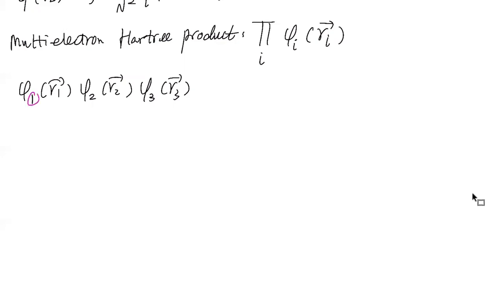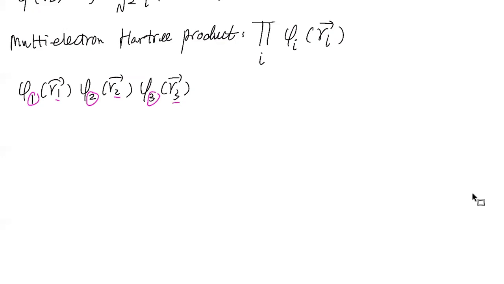So these 3 labels are for the orbital phi. R1, R2, R3, these 3 labels are for the electrons. Now, this is, of course, one way to label the 3 electrons.